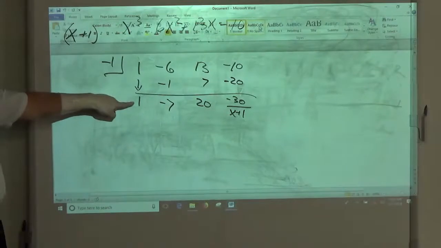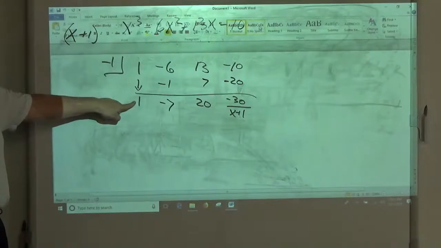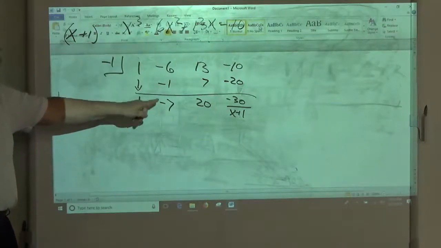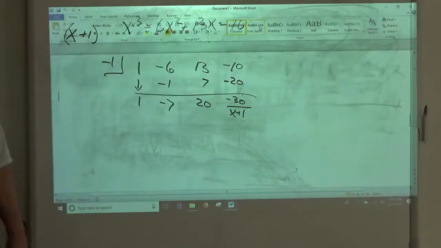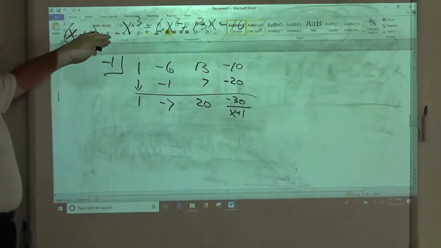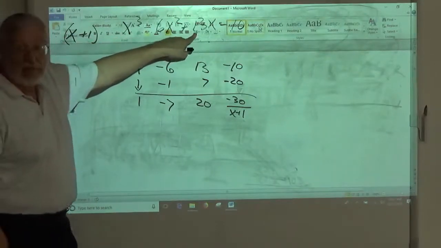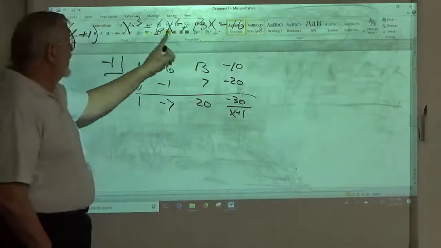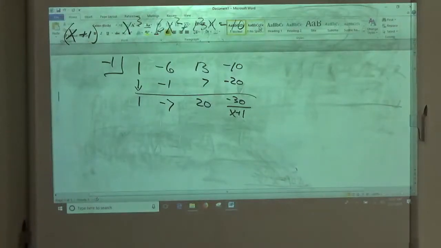Right, now how do we interpret this? Because this is x cubed, this is x squared minus 7x plus 20 minus 30 over x plus 1. Now, if we wanted to find out what happens when x is 1, let's look. This would be 1 minus 6 plus 13 minus 10. So negative 16 and 14, that's not going to be a 0 either. So 1 and negative 1 are not factors of this.